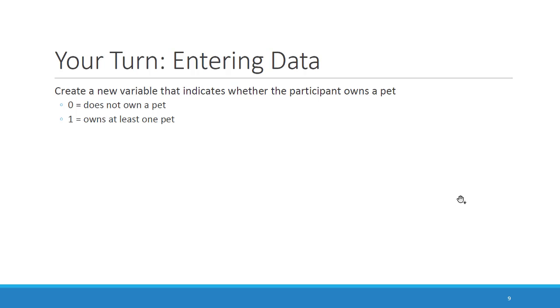So how about you take a turn now and try entering some data? Create a new variable in the data set that you have open that indicates whether the participant owns a pet. We want the variable to say 0 for not owning a pet and 1 for owning at least one pet. Go ahead into your data view and add zeros and ones to indicate whether or not the participant owns a pet. You can go ahead and pause the video.